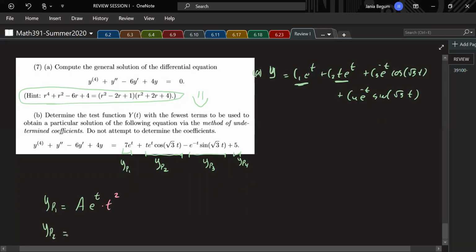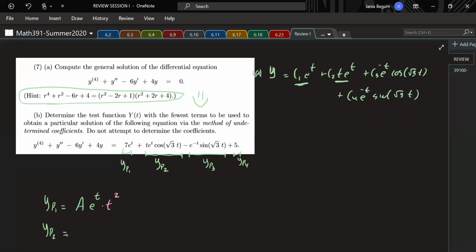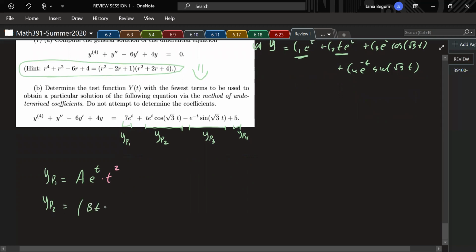For yp2, we want a linear function: t is linear, the exponential is e to the t, and then cosine of square root of 3t and sine of square root of 3t. So let's call it bt plus c times the exponential e to the t cosine of square root of 3t, plus another linear function, a, b, c, d, times t, e to the t, and then sine of square root of 3t. Okay, so that's a possible form.